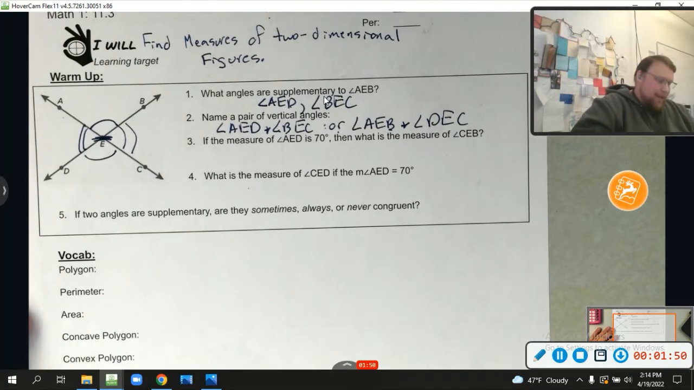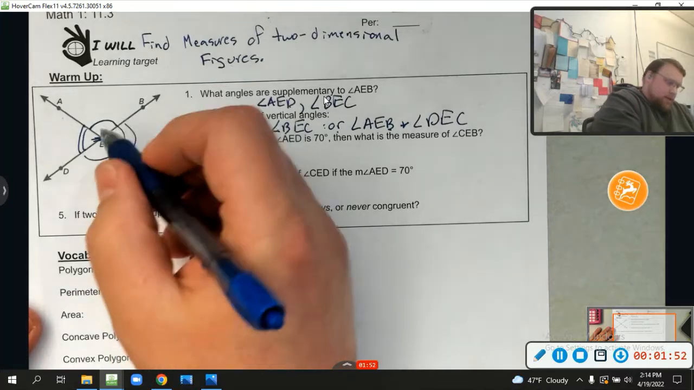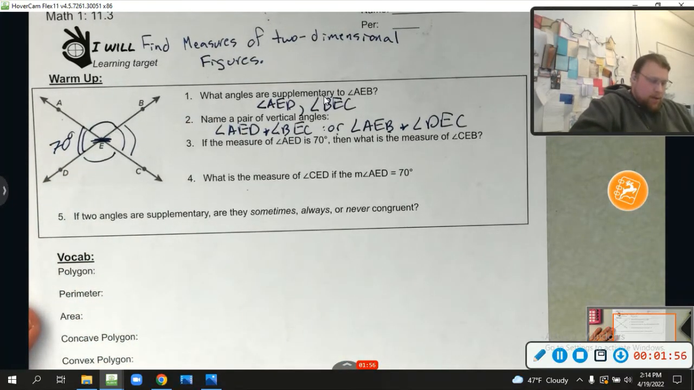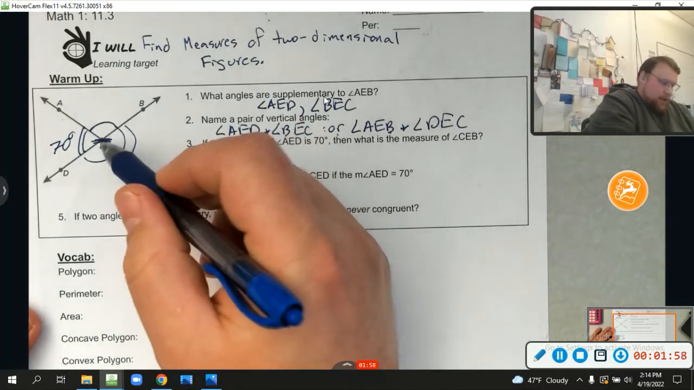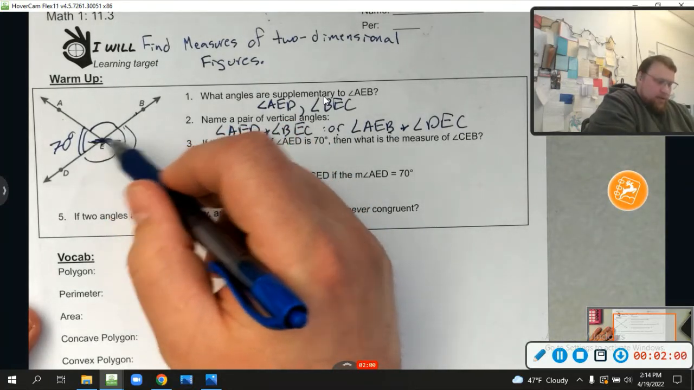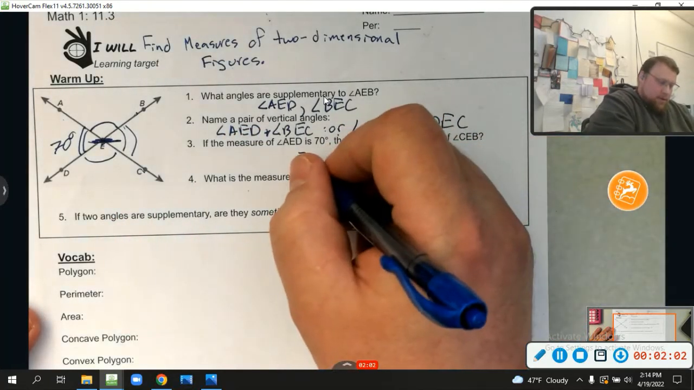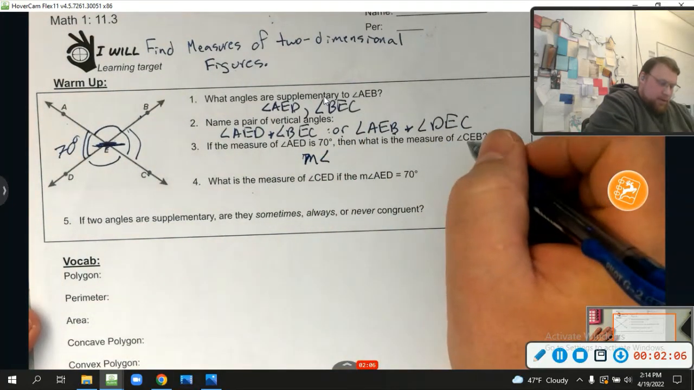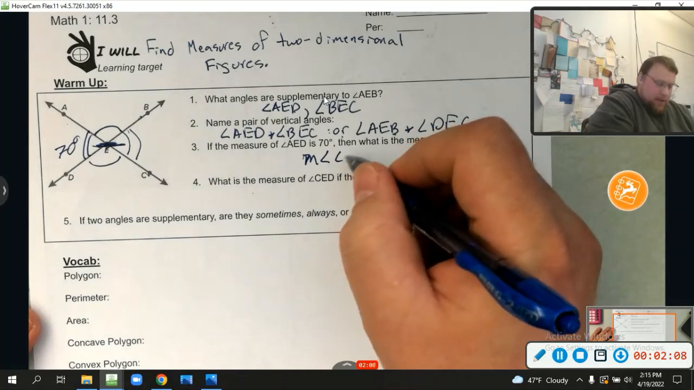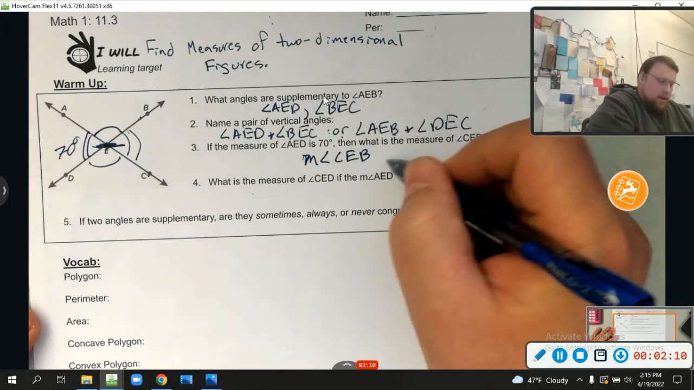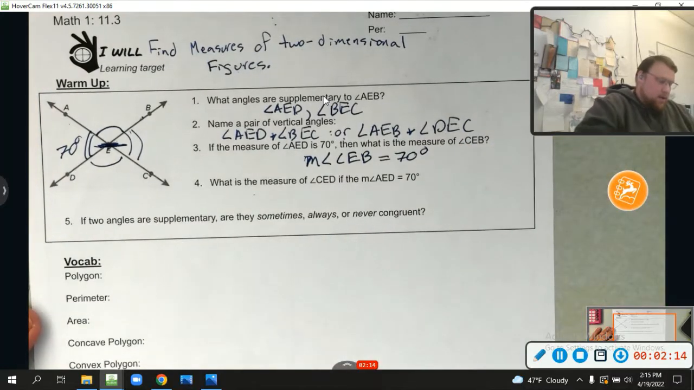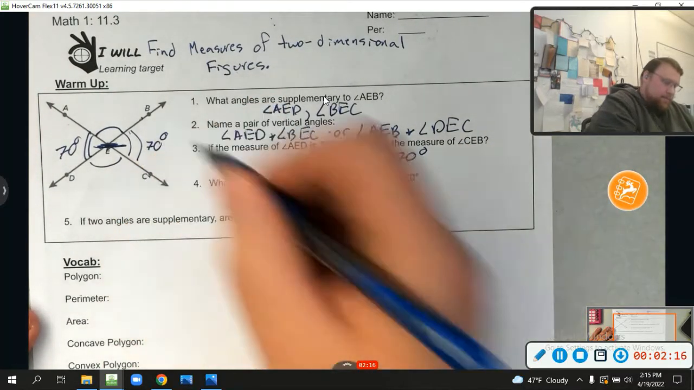The measure of angle AED is 70 degrees. So AED, 70 degrees right here. What is the measure of angle CEB? So this angle, well, it's the same. They're vertical angles. So the measure of angle, what did they say? CEB, I said BEC, but it doesn't matter. CEB, same thing, is also 70 degrees. Okay, so we can label that.